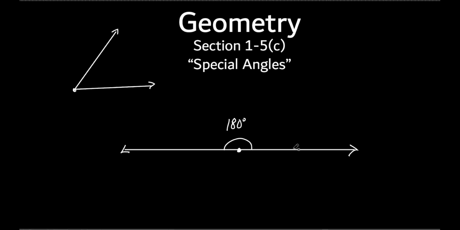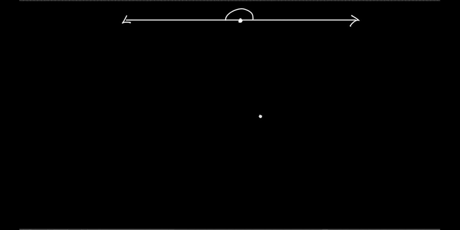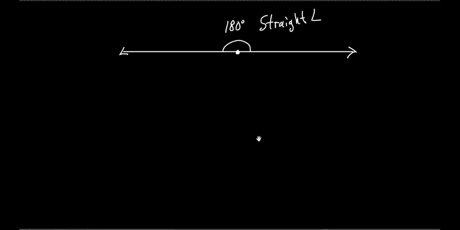Why is it an angle? Because they got two rays with a common vertex, all right? And so we call this a straight angle. So it's a straight angle. A lot of talking just to do that one little thing right there, but that's okay. All right, so that's a straight angle, 180 degrees.